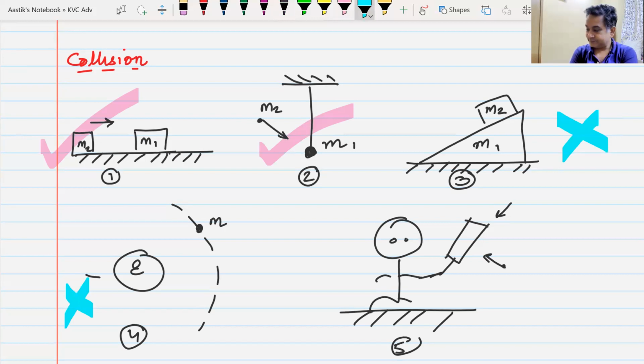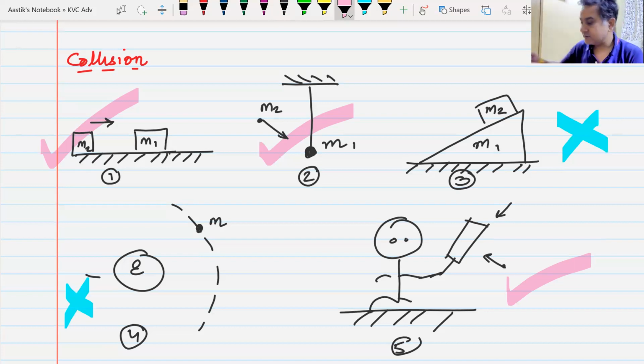5. Batsman hitting the ball. It's also a collision, sir. Everyone thinks the same. 1, 2, and 5 are collisions, and 3 and 4 are not collisions. Yes or no? That is in fact the wrong answer.